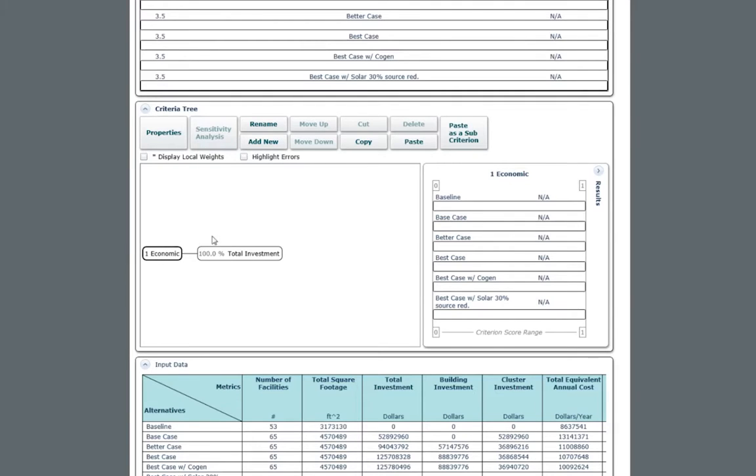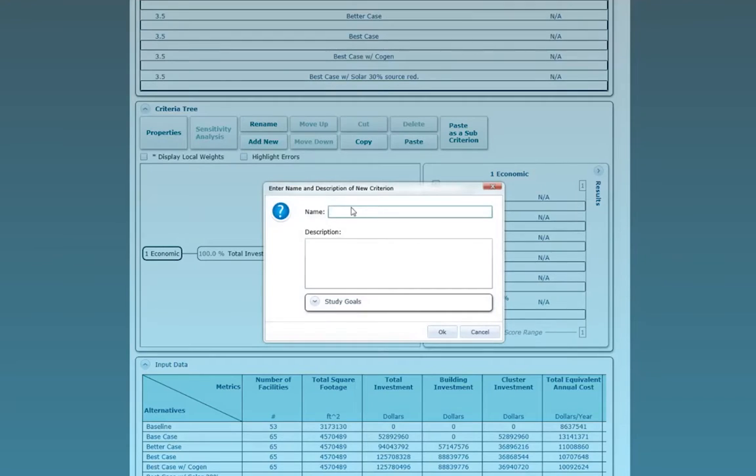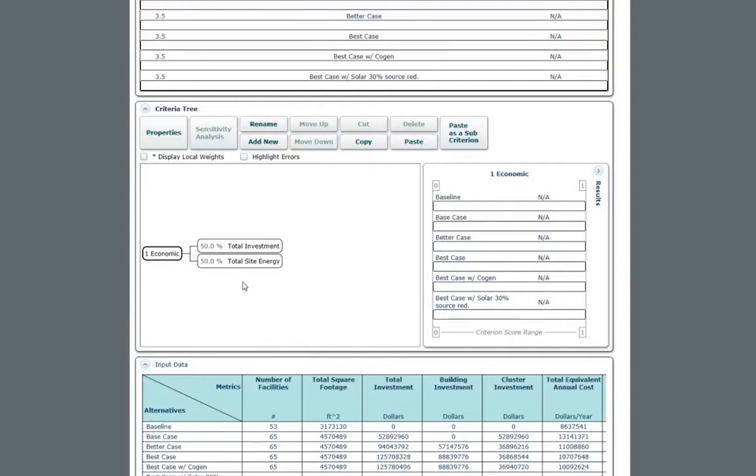So this is going to end up being a tree. We've got the base of it, and we're going to add another constraint to that, and we're going to call that total site energy. Now it automatically does a split just by the number of these that are there. It equally divides those into those two groups, and that's fine, because later on, after we add the metrics, we're going to come back and play with the sensitivity of those metrics.